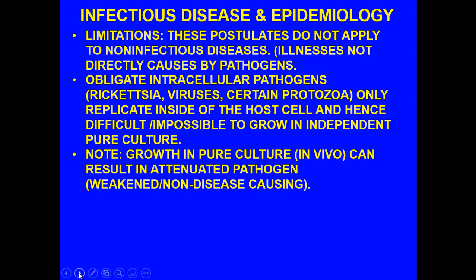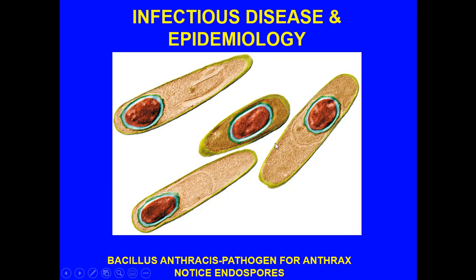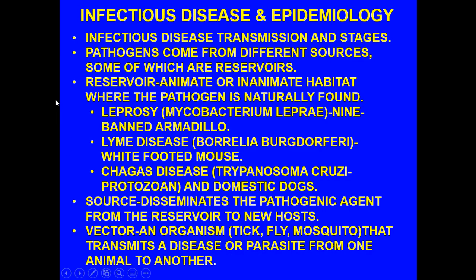Okay, let's keep moving. Now, if you look at infectious disease, here is one of our nasty little bacteria, Bacillus anthracis. This is the pathogen for anthrax. Notice that you see the endospores forming in here in the bacteria. Now, we're going to start dealing with infectious disease transmission and stages. Pathogens can come from different sources, some of which are reservoirs. A reservoir is an animate or inanimate habitat where the pathogen is naturally found. Let's go over a few examples.